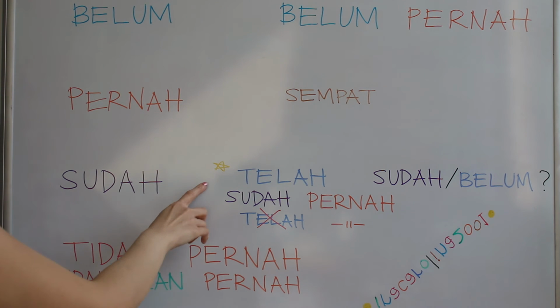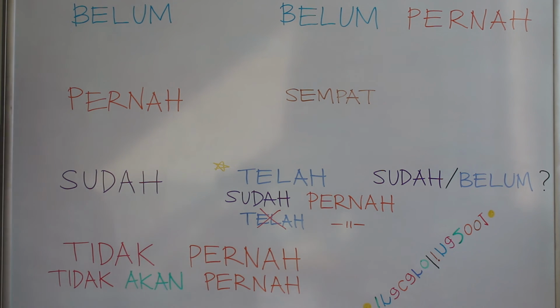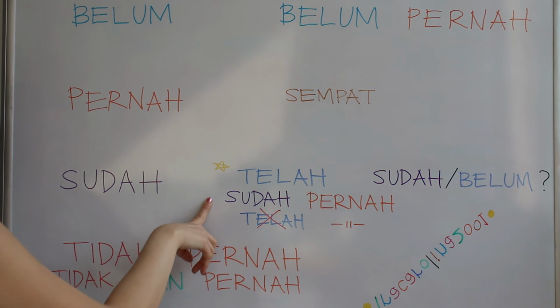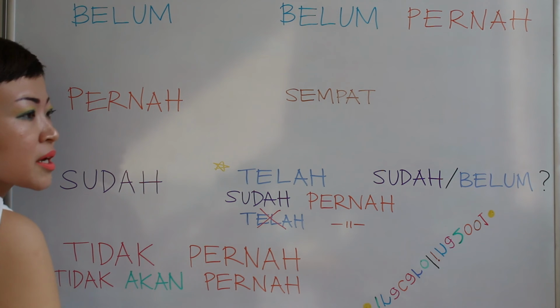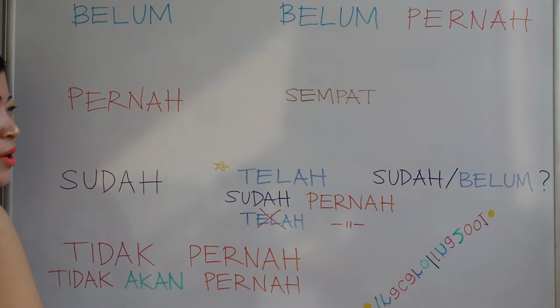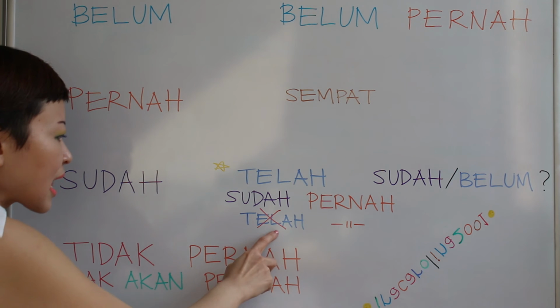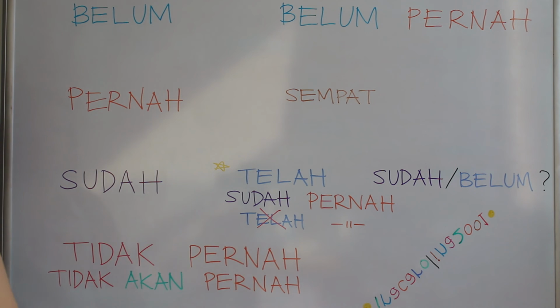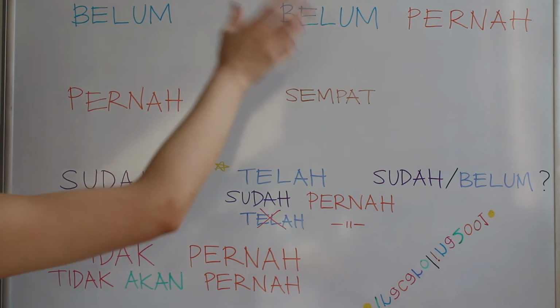And we can also say sudah pernah. Sudah is have already, pernah is ever, so already have ever. Sudah pernah. But we cannot say telah pernah. So I can say that telah just stands alone, it cannot go with the other.